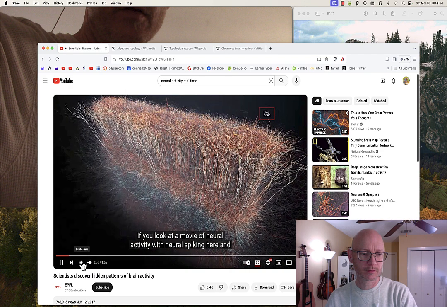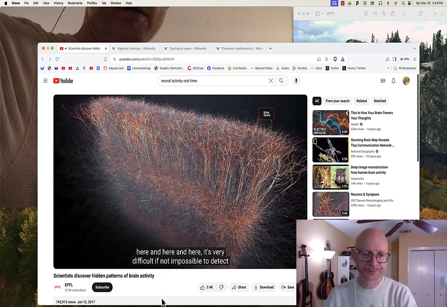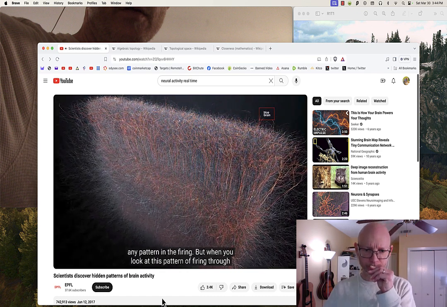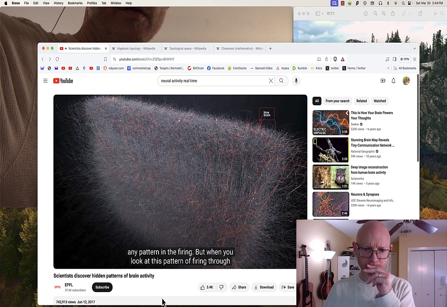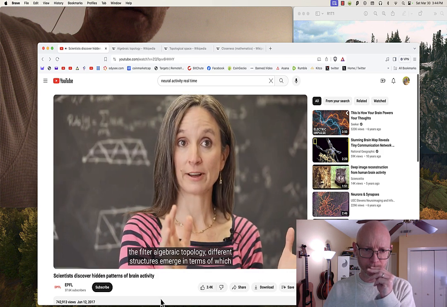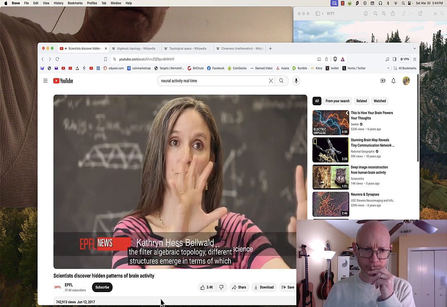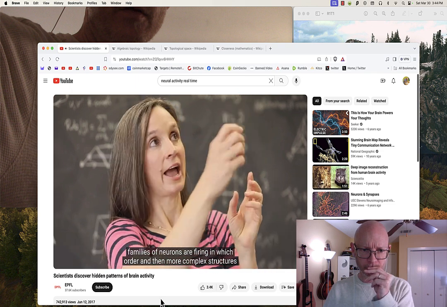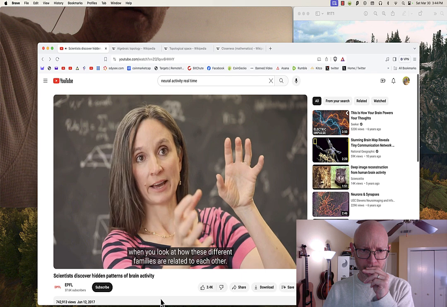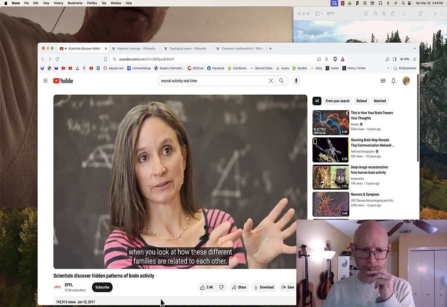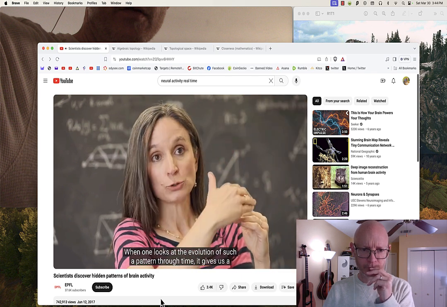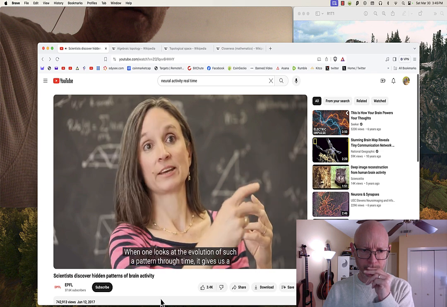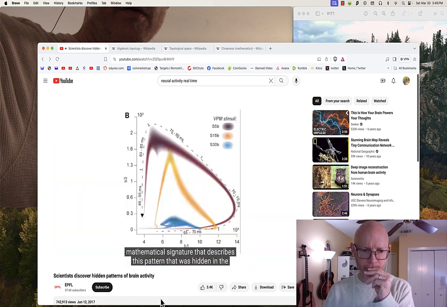Neural activity with neurons spiking here and here and here and here, it's very difficult, if not impossible, to detect any pattern in the firing. But when you look at this pattern of firing through the filter of algebraic topology, different structures emerge in terms of which families of neurons are firing in which order, and then more complex structures when you look at how these different families are related to each other. When one looks at the evolution of such a pattern through time, it gives us a mathematical signature that describes this pattern that was hidden in the seemingly chaotic firing of the network.